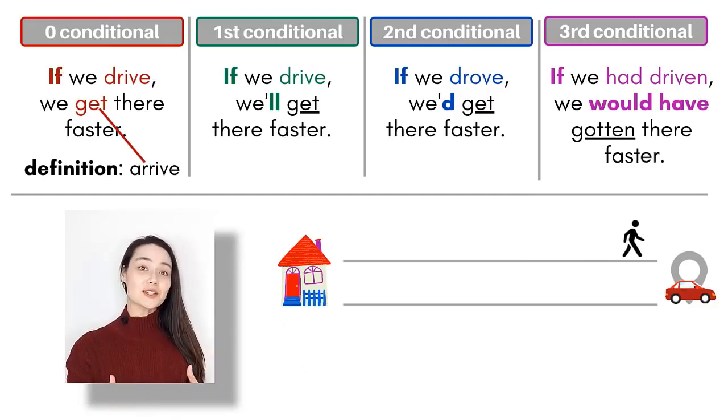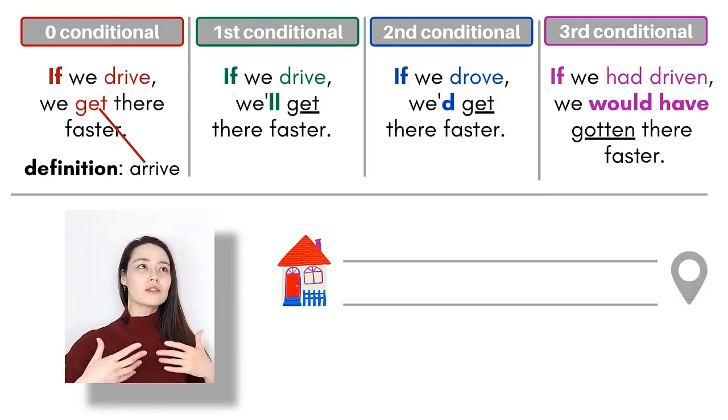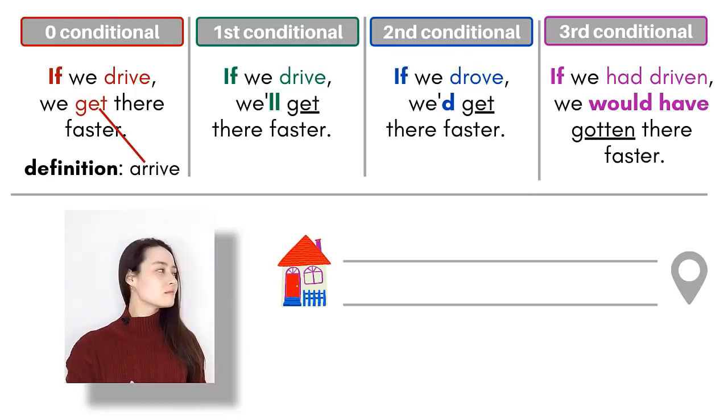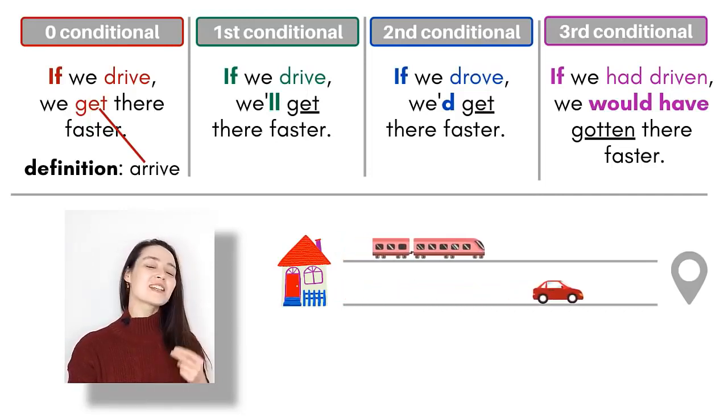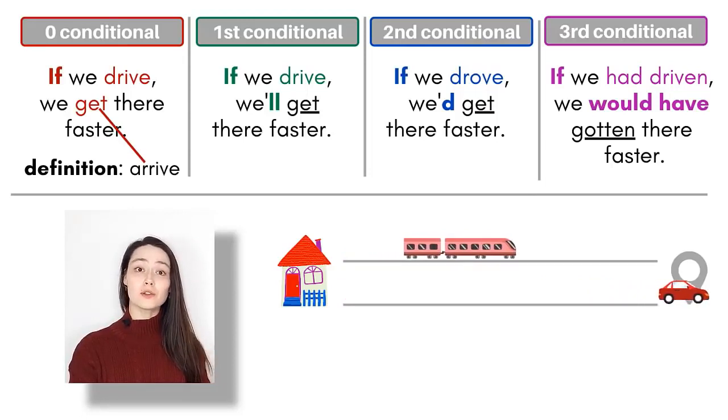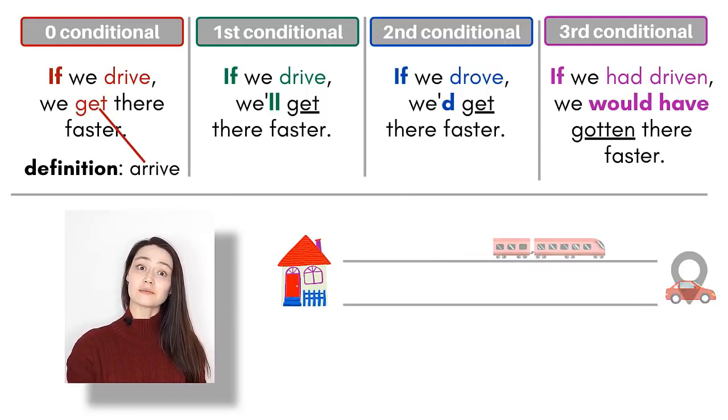Okay. First conditional. This isn't general like the 0 conditional. This is specific, right? So, tomorrow I want to visit my parents. Oh, we can take the 4 o'clock train. The 4 o'clock train, if we drive, we'll get there faster. Specific future. This is a possible future conditional and a possible result. If we drive, we'll get there faster.